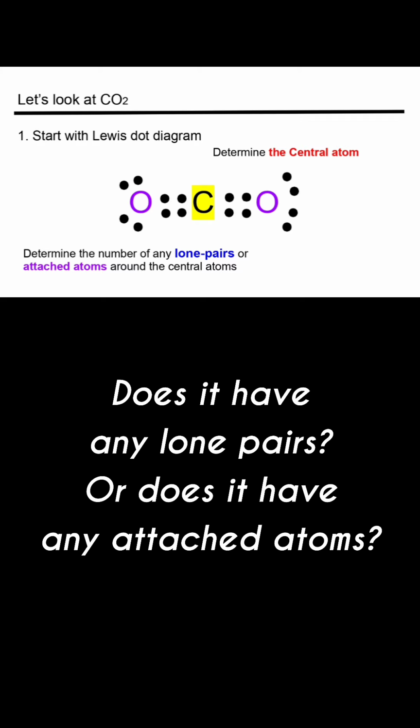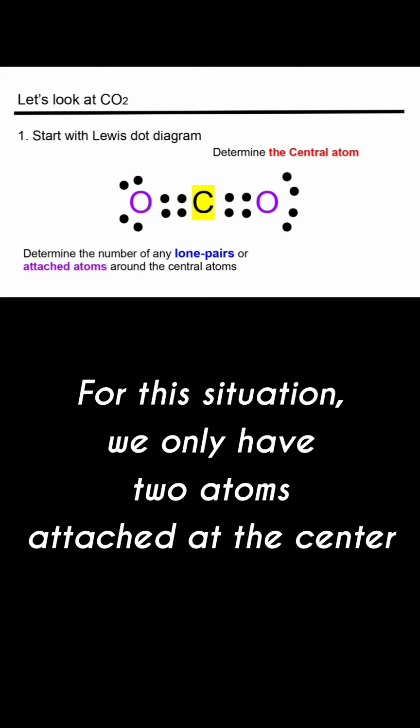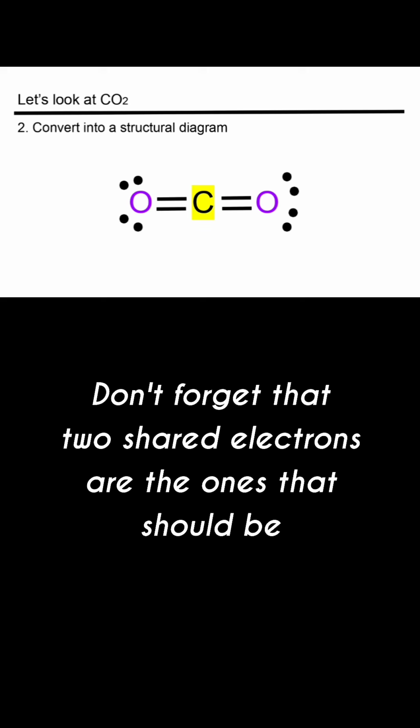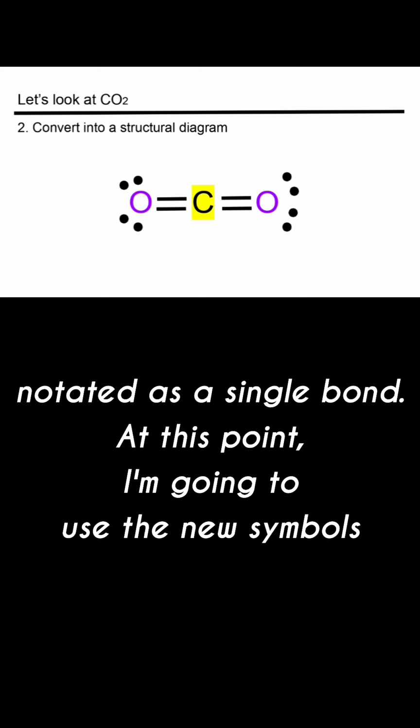Does it have any lone pairs? Or does it have any attached atoms? For this situation, we only have 2 atoms attached at the center. Now, we are going to convert into structural diagram. Don't forget that 2 shared electrons are the ones that should be notated as a single bond.